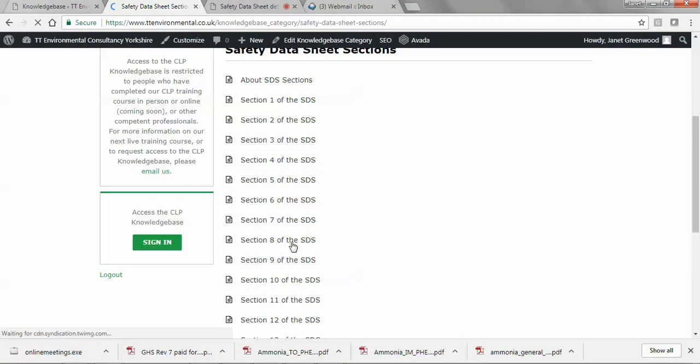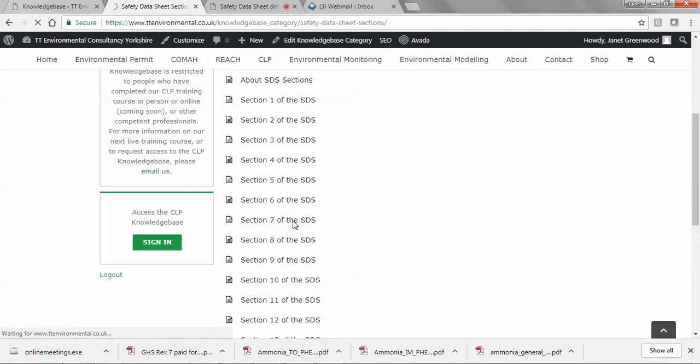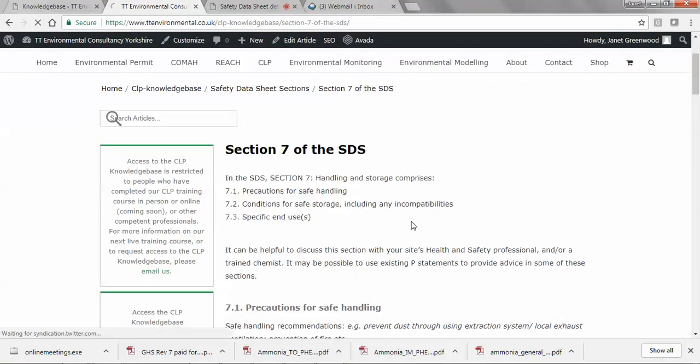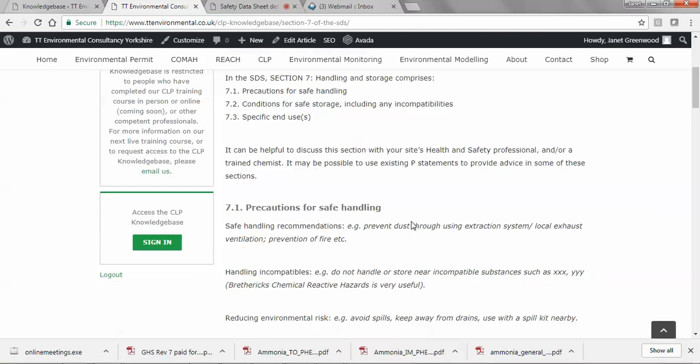7. Section 7 is handling and storage. And again, this is where your health and safety people come in. If you're a chemist, you may already know a bit about it, but the person who is on site and presumably responsible for handling this substance will be your health and safety person. They will have thought about it. They will have done a risk assessment to protect your own workers. Therefore, they will know about what they would recommend for safe handling.